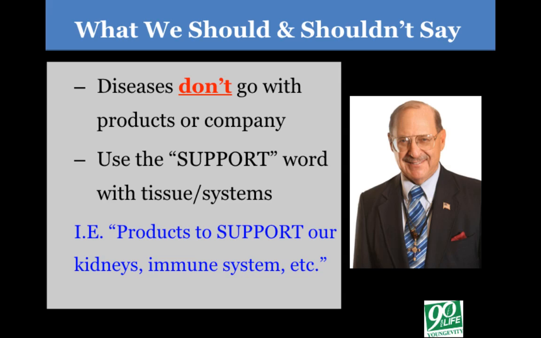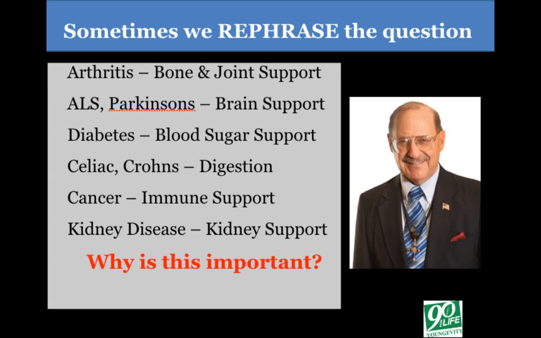Because in America, the FDA's definition of a drug is anything that works on a disease. So as soon as a product works on a disease, they want it to have drug approval or FDA approval, and that totally messes up the costing structure and your access to it. So we're going to talk about products that support kidneys, products that support the immune system, right?